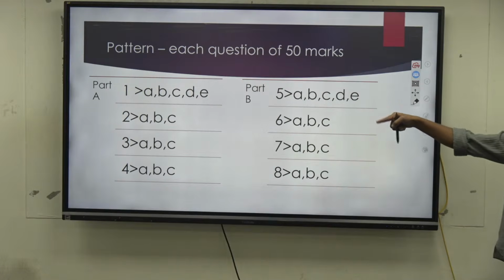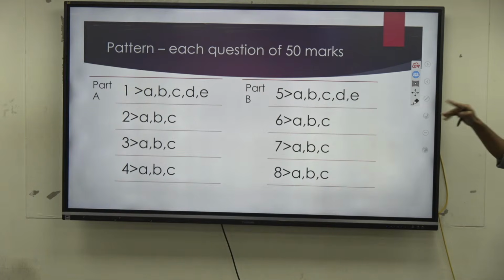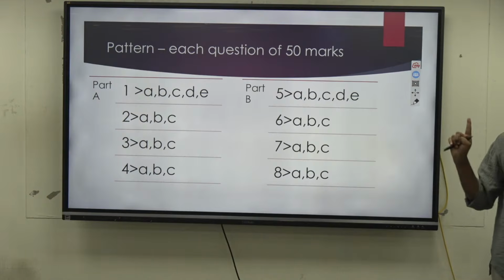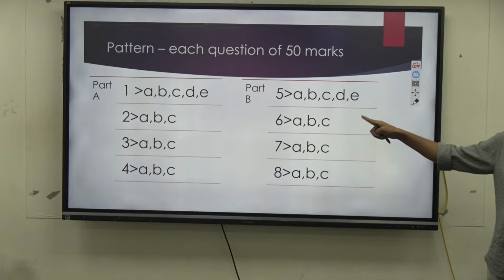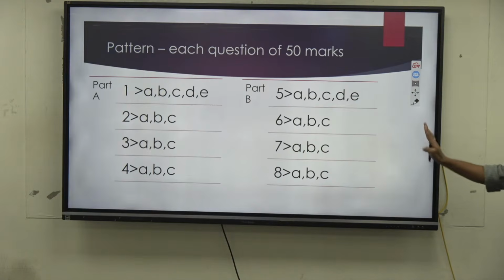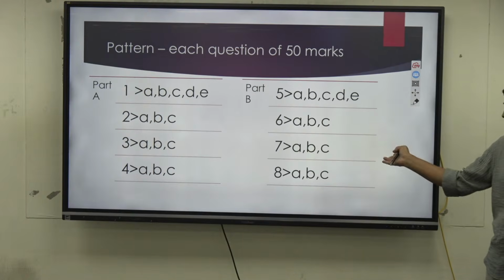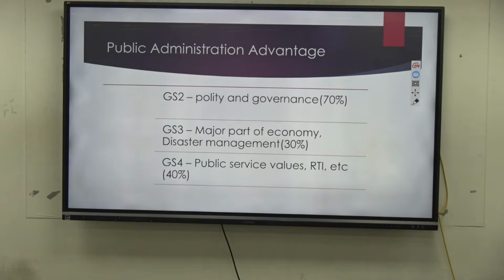Then part A, as I have told, A, B, C, D, 5 questions. Each question will be what? 10 marker, question number 1. Question number 5 again, 10 markers. Then A, B, I think you got the pattern. Out of this, you choose one. One here. Fifth question, you choose with either, whichever you want to. That's how it works. Then public administration, biggest advantage.